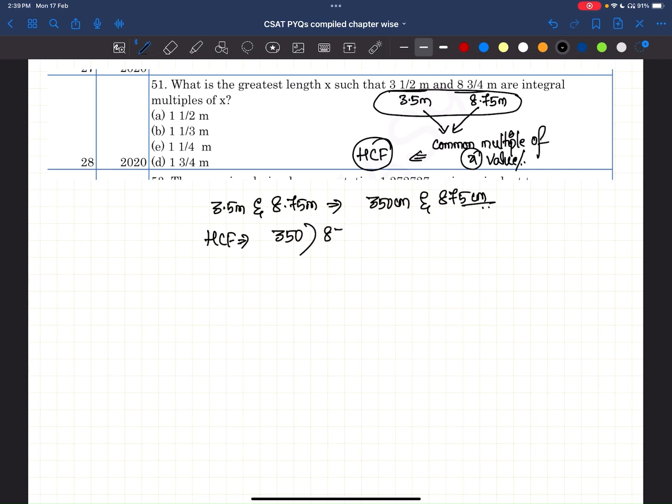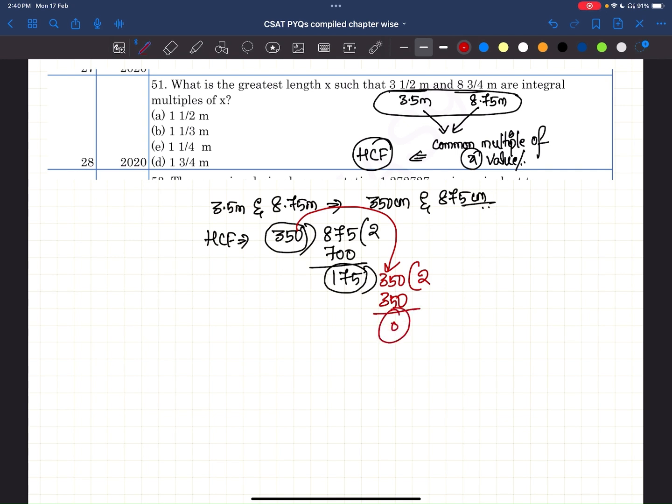We'll divide the highest number by the smallest number present. Means 2 times 350 becomes 700. Now we are getting a remainder of 175. Now what we'll do? We'll divide by the remainder which we get, so we have to place this number here, 350. And now you see 2 times 175 is 350, remainder 0. That means the HCF is 175 centimeters.